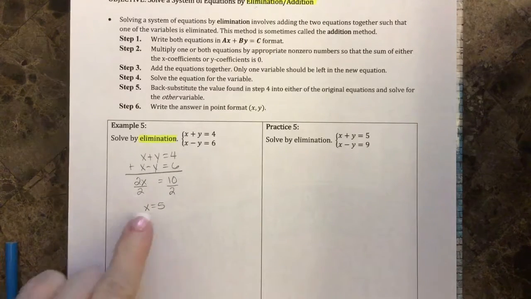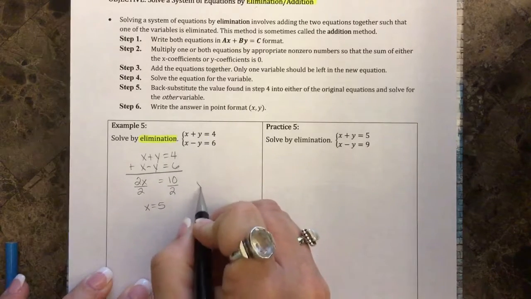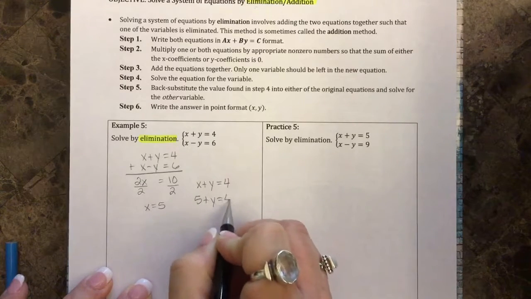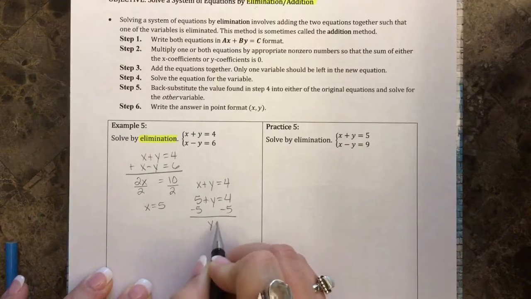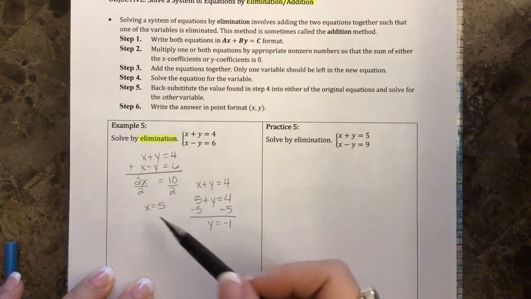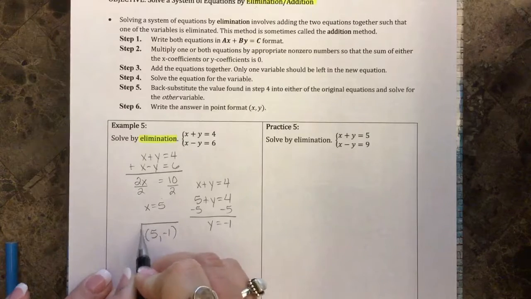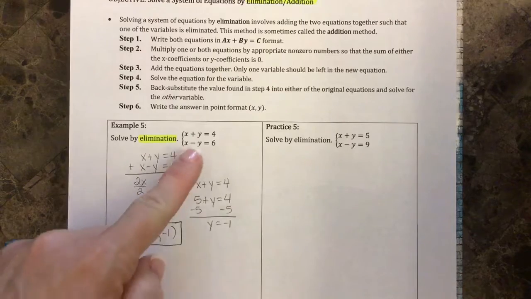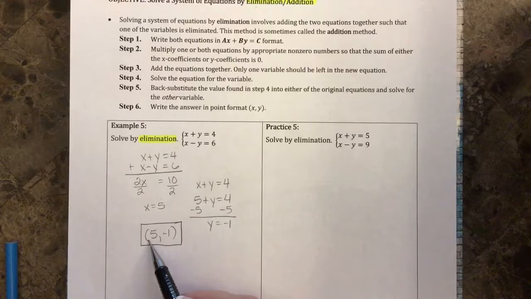Okay? So now that I know x is 5, I can back substitute that into either equation. I get to choose. I'm going to choose the first one just because y is positive in this one, meaning there's a positive in front of the y. Okay, now that I know what x and y are, I can write the answer in point format, which means that if I were to graph these two lines, they would intersect or cross at the point x = 5 and y = -1. So that makes it kind of handy.